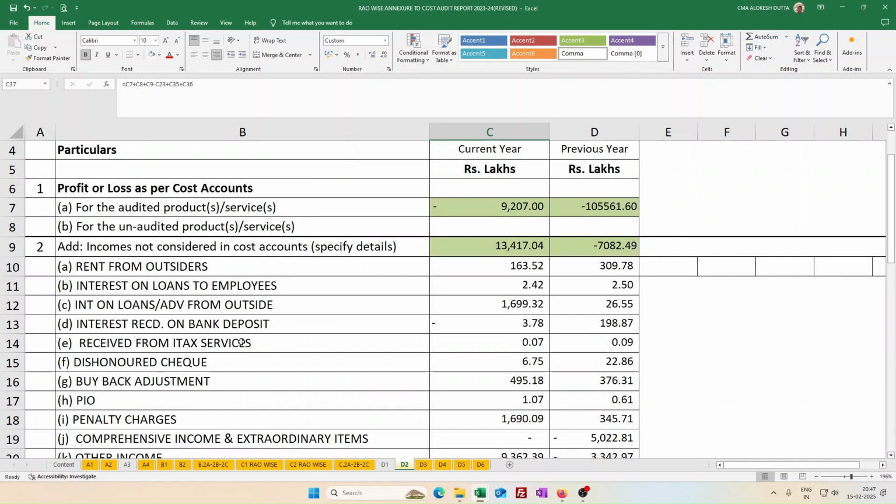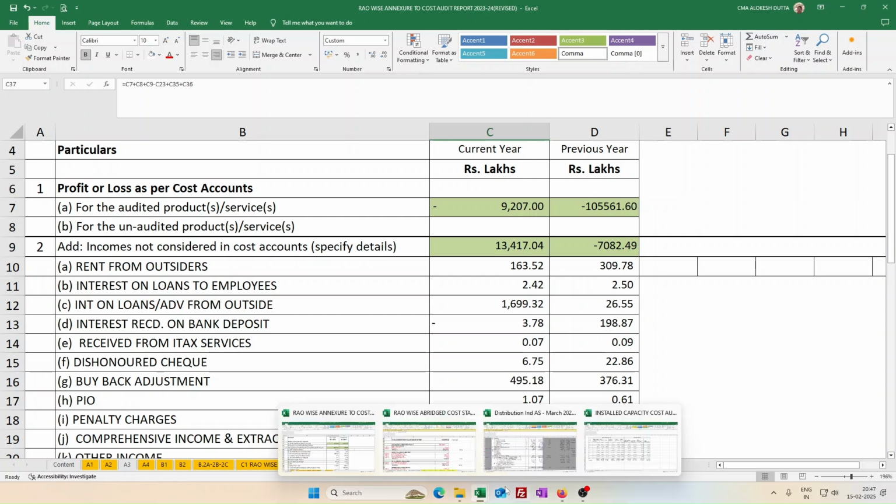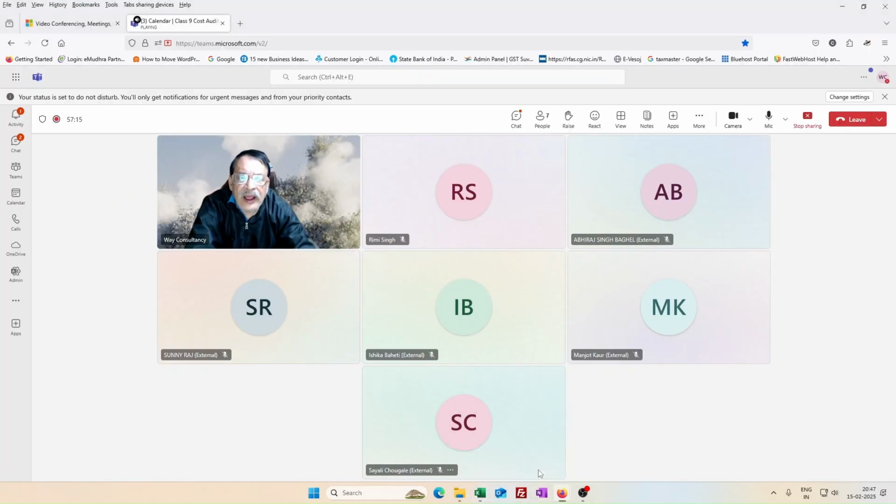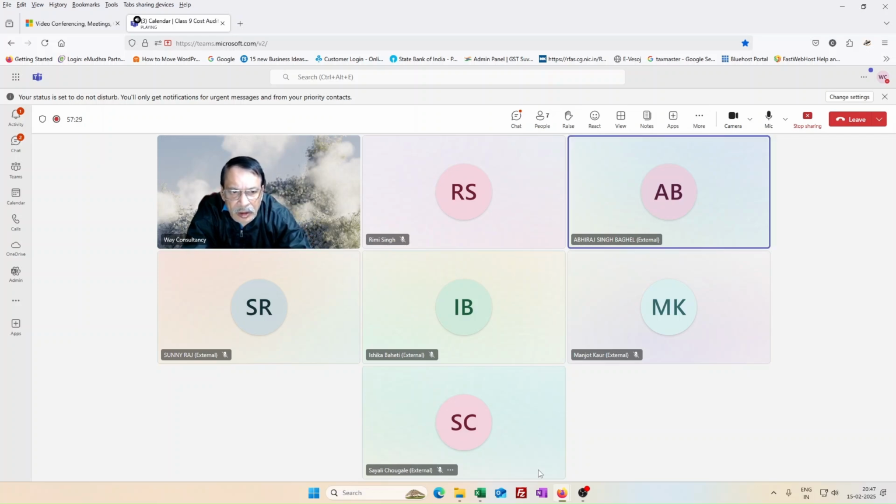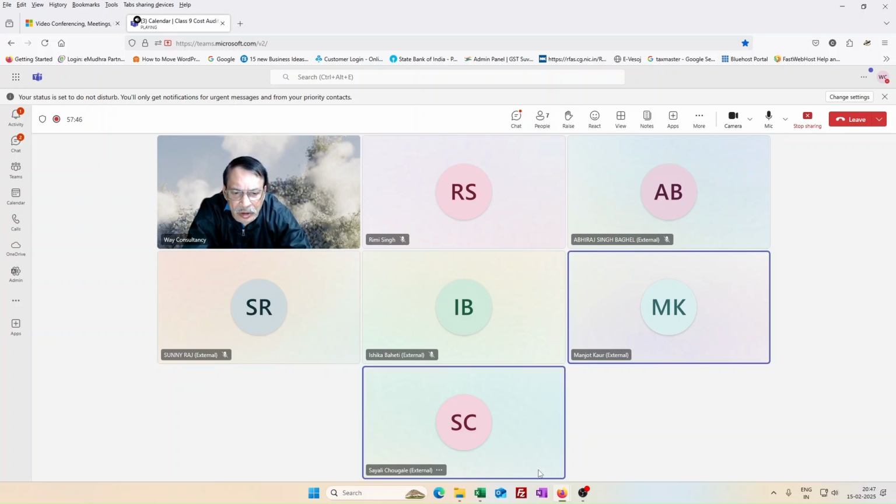So I think up to this point it is clear to you. If there is any point for anybody, please tell me. Is there any point or any question? Okay. Aviraj? No, sir, no. Manjot? No doubt, sir. Saili? No doubt. No, sir.